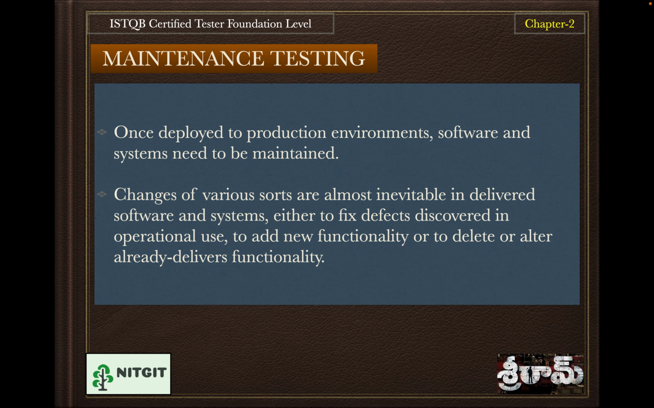Maintenance testing. Once deployed to the production environment, software and systems need to be maintained. Changes of various sorts are almost inevitable in delivered software and systems, either to fix defects discovered in operational use, to add new functionality, or to delete or alter already delivered functionality.